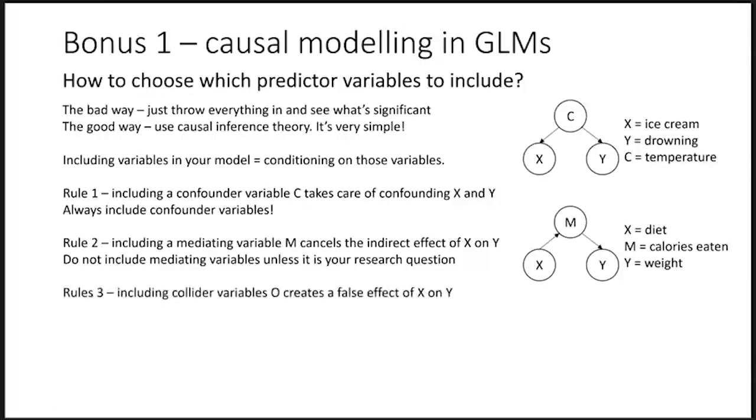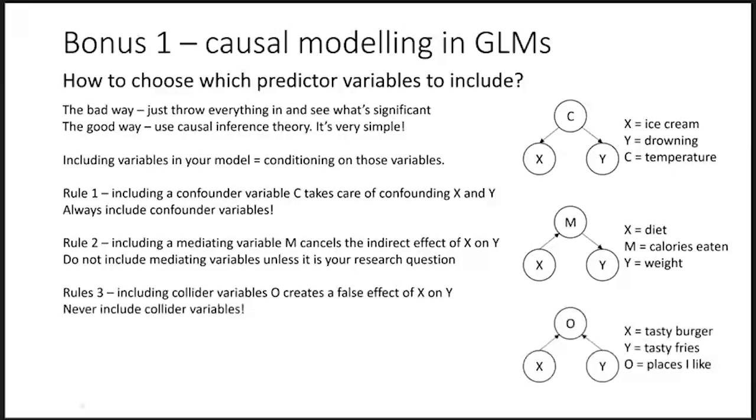Including collider variables creates a false effect of X and Y. So the example we give is that, let's say I like a burger place if it has a tasty burger or if it has tasty fries. These both cause me to like the place. And then I want to see, is there a correlation between having good burgers and good fries? Right? So if I only look at the burger places that I like, I will see a negative correlation between them, because I like them if they either had good fries or they either had good burgers. So in the observed data, I will see a correlation.